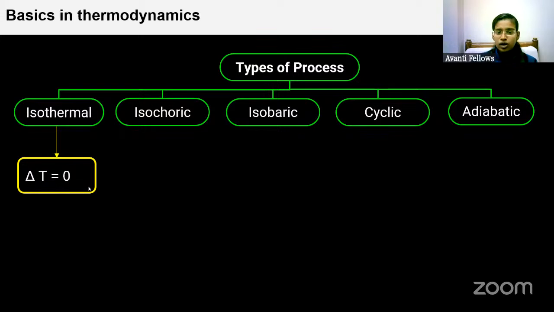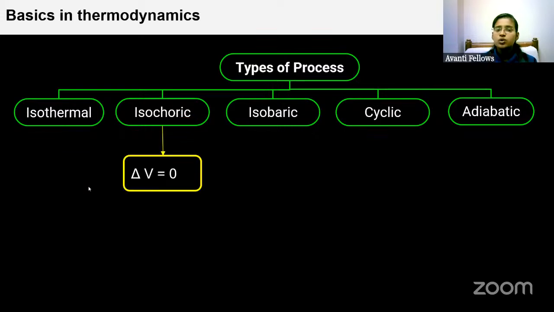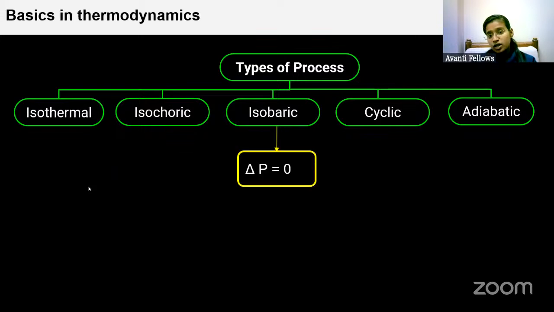What is meant by choric? Choric means volume. So here volume will be constant, so delta V will be equal to 0. And for isobaric process, pressure is constant, so delta P is equal to 0. Clear? Isothermal means temperature, choric volume, baric means pressure.